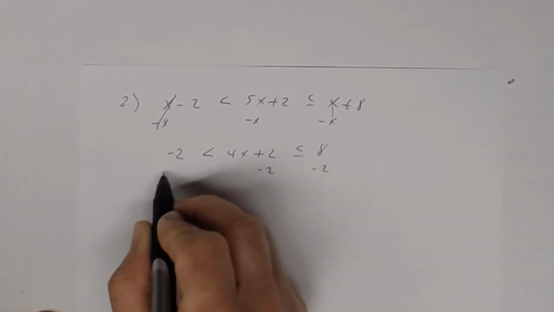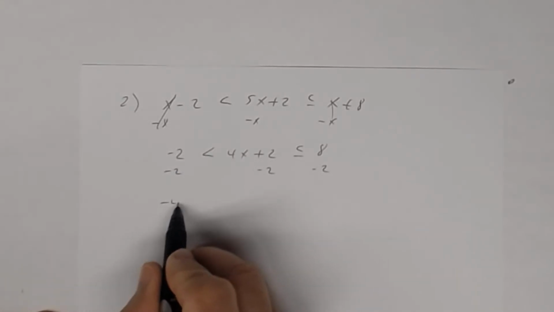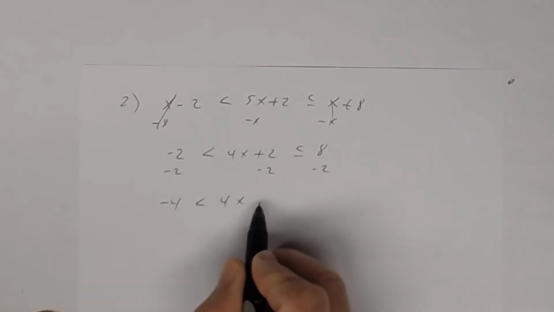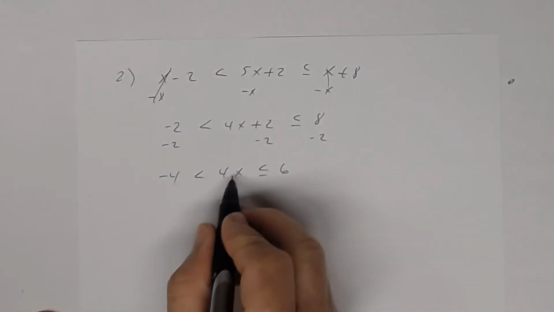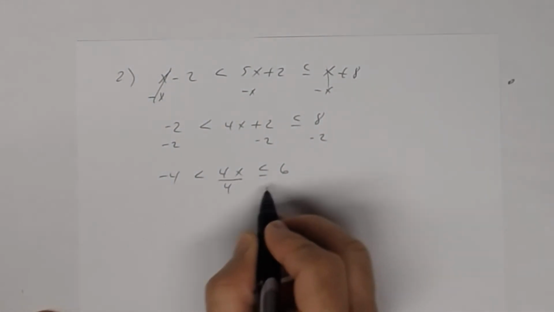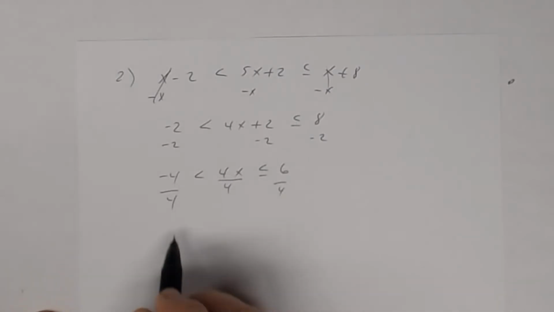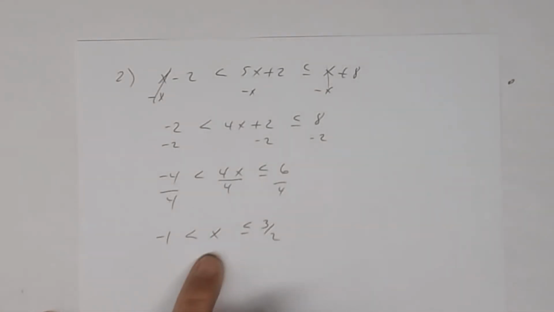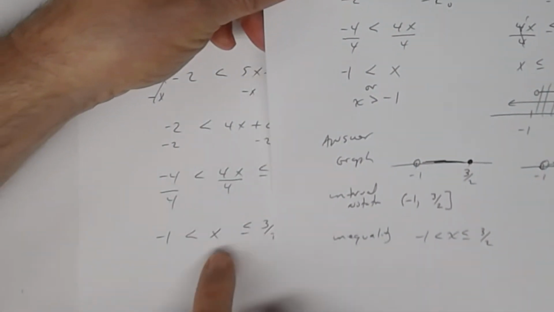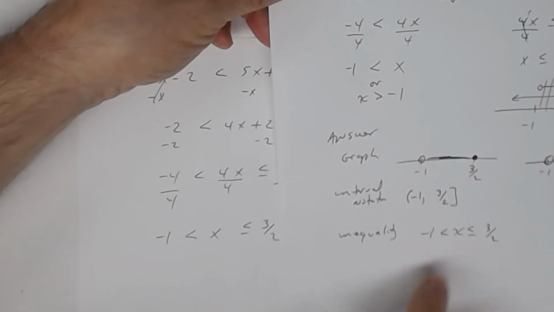Subtract 2 from all parts. Negative 2 minus 2 is negative 4, it's less than 4x, it's less than or equal to 6. Now divide every part by 4 to get x by itself. Negative 4 divided by 4 is negative 1, it's less than x, it's less than or equal to 3/2. And notice the solution you see here is the solution you saw here. So these are the same.